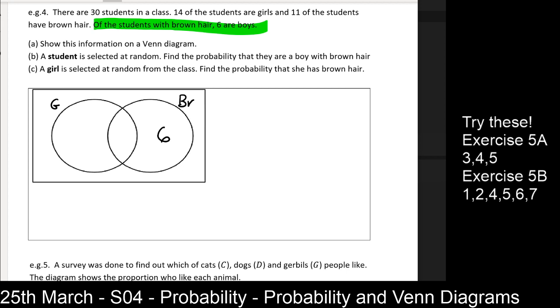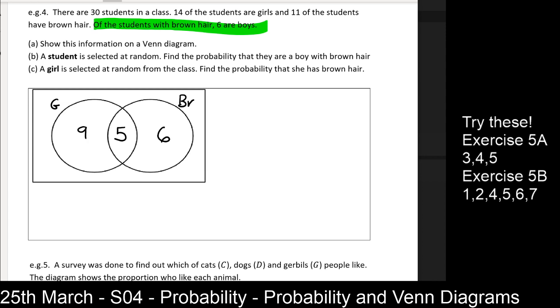That's because in this section here, they have brown hair, but they are not girls, i.e. they are boys. So I just put a 6 here in the Venn diagram. The brown hair part needs to add up to 11, so I put a 5 there. So what this means is I've got 5 girls that have brown hair, and then the girls circle needs to add up to 14, so I just need to put a 9 here.